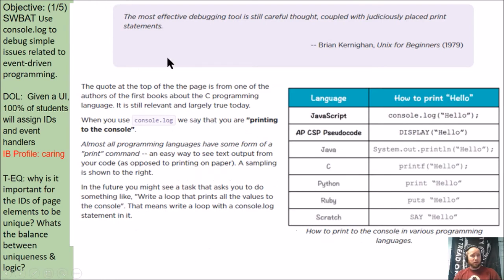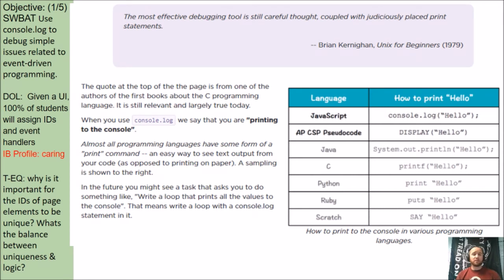So I like this quote, the most effective debugging tool is still careful thought coupled with judiciously placed print statements. And when they say print statements, they're referring to the console.log strategy I've explained to you. And this is from Brian Kernighan. Now, I have this book in my classroom, Unix for Beginners. I have a lot of Unix books, by the way. So if you're interested in those books, just ask and I'll show you where they are. The quote at the top of the page is from one of the authors of the first books about C programming language. It is still relevant and largely true today.